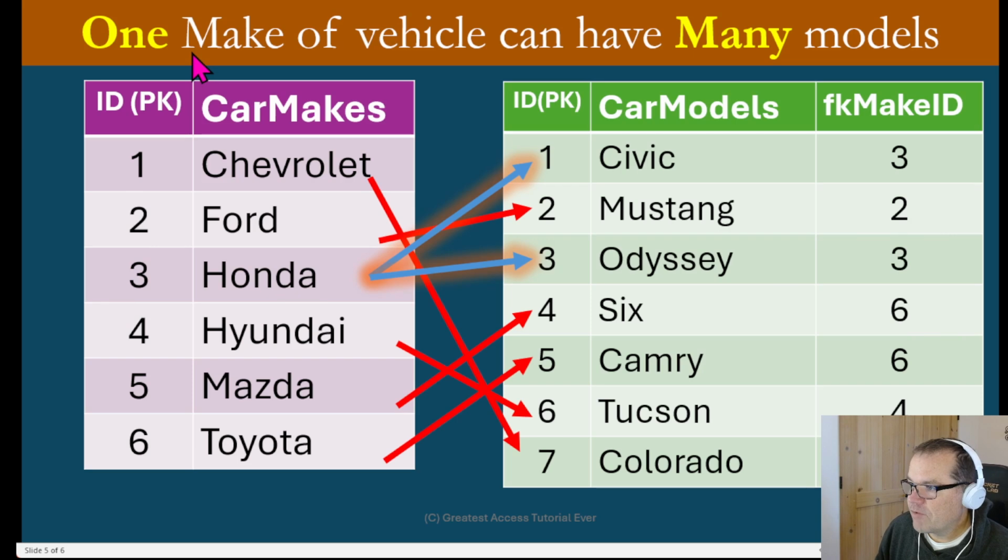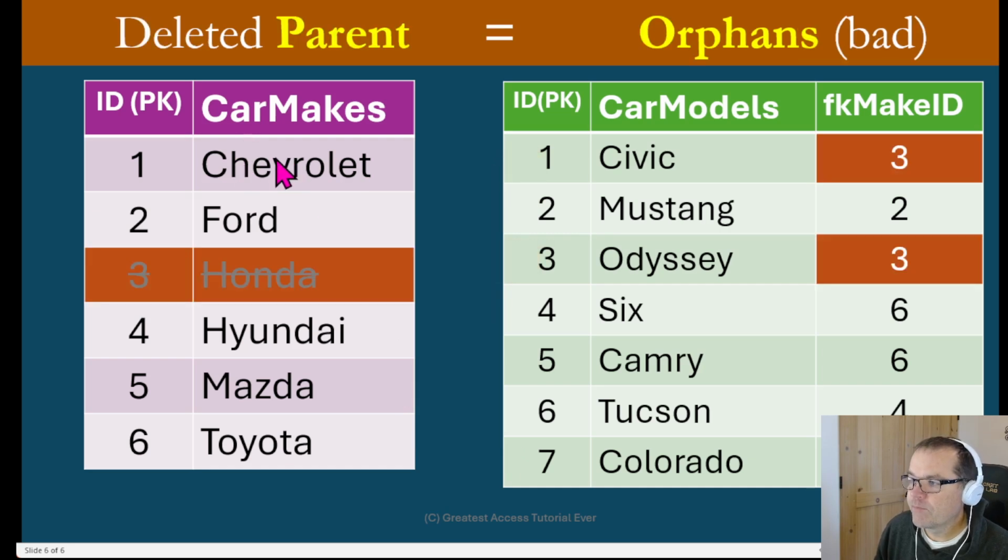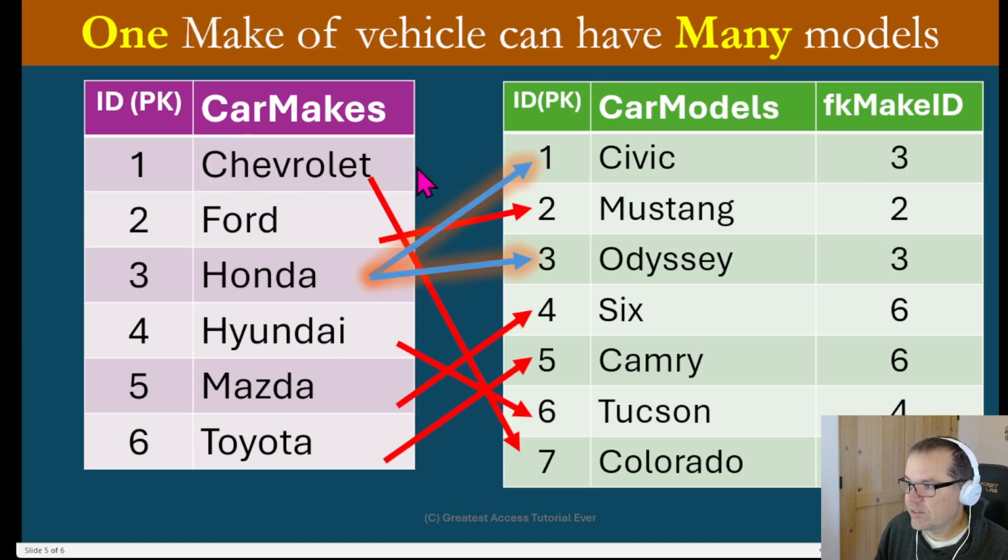And then what we have here is basically describing a one-to-many relationship. There's only one unique car make on this table. Only one, but one car make may have many car models, which is how it works in real life. And that's pretty much it. It's super simple.